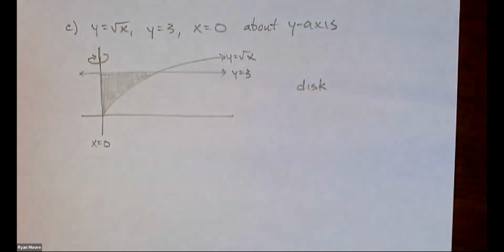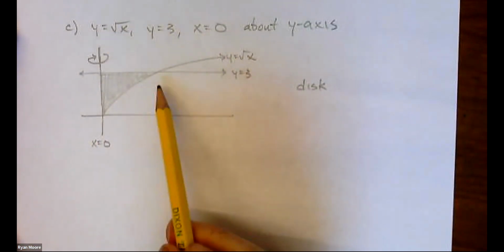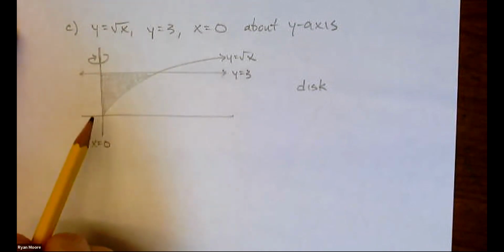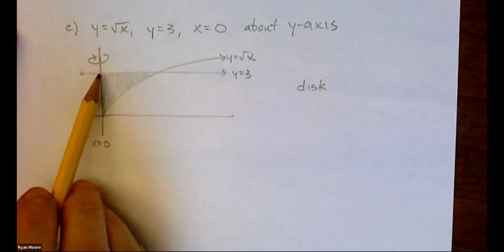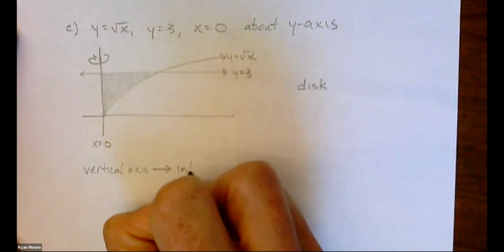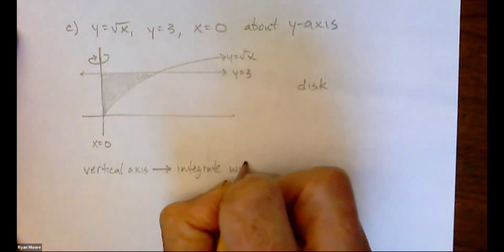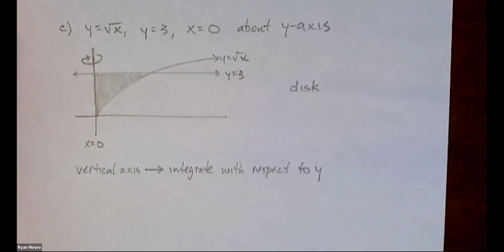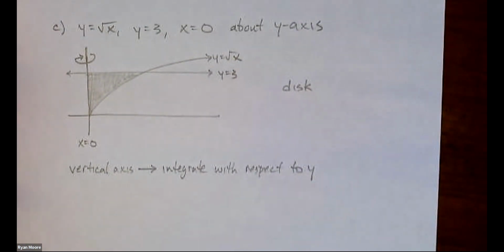If we're rotating about the y-axis, let's think about that. When we were rotating about the x-axis, we thought about where we started and stopped horizontally. If you're rotating about the y-axis, you have to think about where you're starting and stopping vertically. What does that mean? For a vertical axis, we need to integrate with respect to y. Not too hard to remember for these methods.